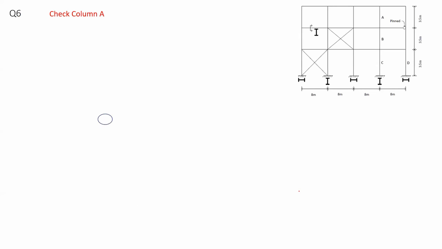So first of all, in order to find the capacity for column A, I have to find the G values in order to find the K value. And in order to calculate the G value, first of all, I have to consider the in-plane part, calculating the K value in the in-plane. I will consider the G values to calculate that K. First of all, we have this equation, as was shown before. Based on this equation, I will find the G values.